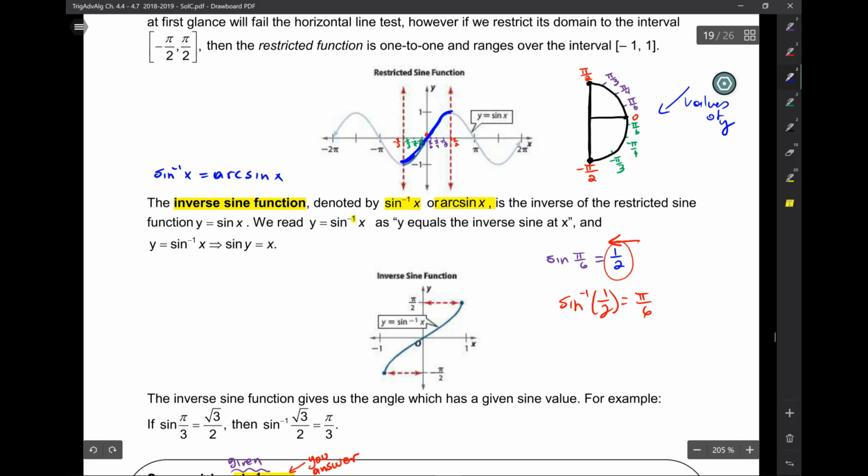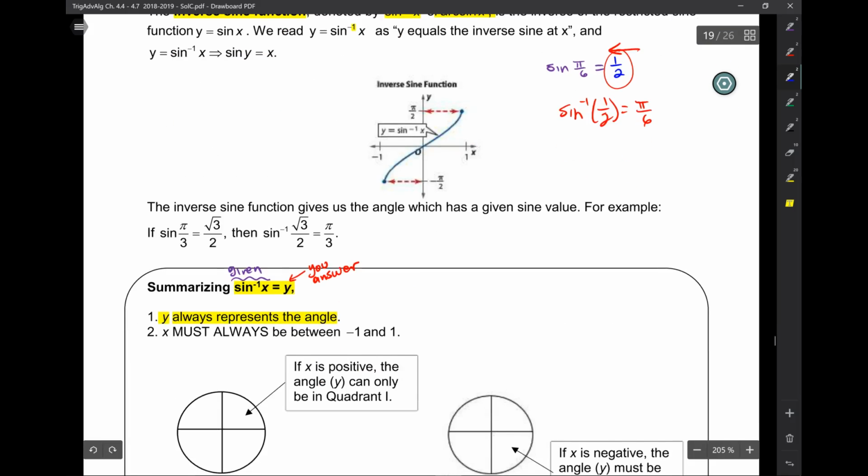Could you use it, you can put it in degrees and not just in radians? We're going to go in radians mostly.